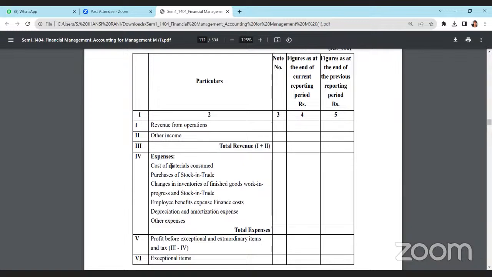And expenses: cost of materials consumed. Material consumed means purchases plus opening stock minus closing stock. The same thing they have written here. You can just look at it. Cost of material consumed. Under that, purchases of stock in trade, changes in inventories of finished goods, work in progress, and stock. Inventory means stock. Stock is of 3 types, I hope you all know that: raw material, work in progress, and finished goods.